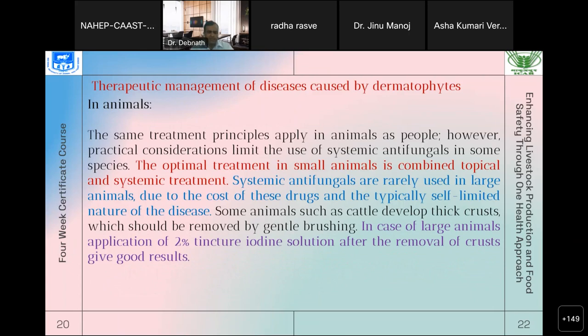The optimal treatment in small animals is combined topical as well as systemic treatment. Systemic antifungals are rarely used in large animals due to the cost of these drugs and the typically self-limited nature of the disease. Some animals, such as cattle, develop thick crusts, which should be removed by gentle brushing. After that, in the case of large animals, application of 2% tincture iodine solution after the removal of crust gave good results. It has been reported by some workers.